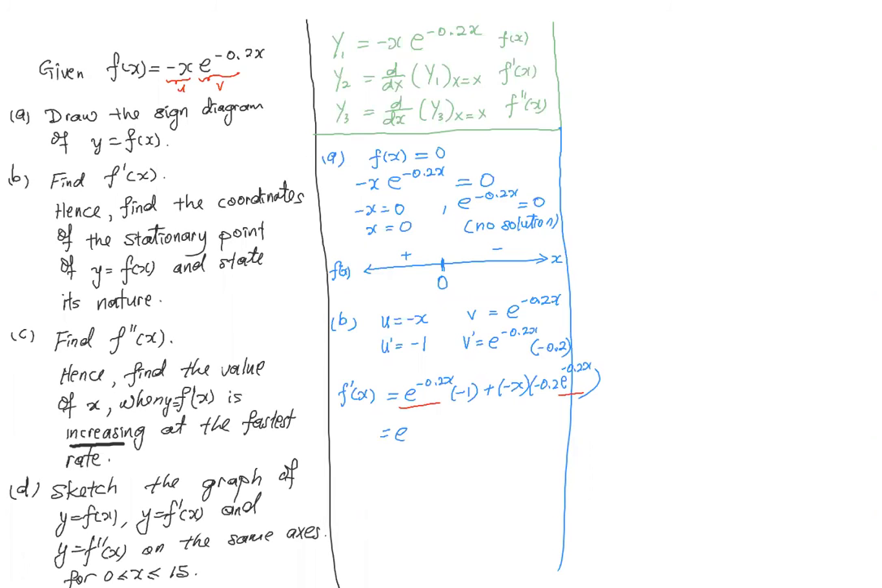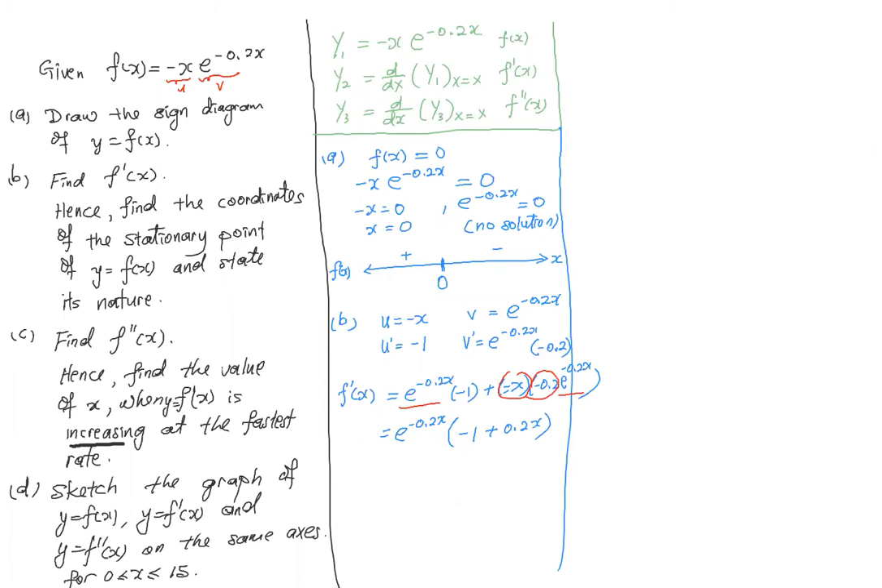Okay, so we have e to the power -0.2x, open bracket, -1, both are negative. This one times this one, yeah, both are negative. So I get positive 0.2x.